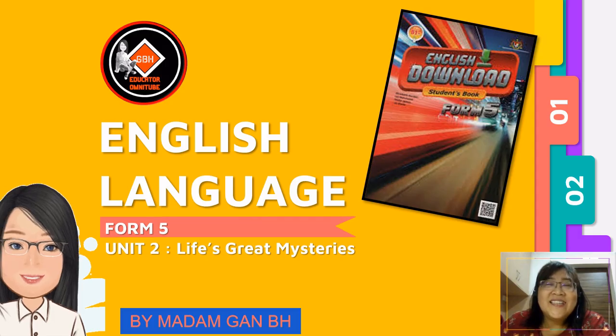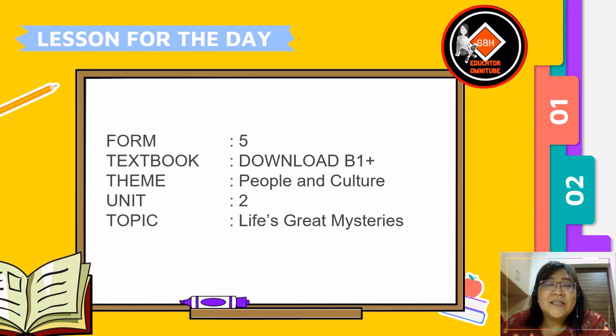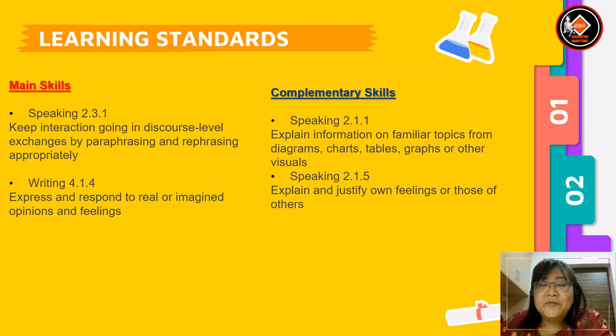Pupils, this is an English language lesson. The lesson for the day is for Form 5 and it is based on the textbook Download B+. The theme is People and Culture and it is Unit 2. The topic is Life's Great Mysteries. Before we begin, let's look at the learning standards.